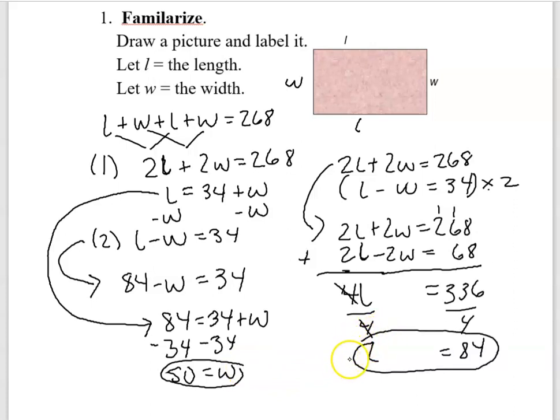Okay, so we might want to just check and make sure that when we add all the way around that we're getting what we're supposed to get, which is 268. So we would have 84 plus 50 plus 84 plus 50.